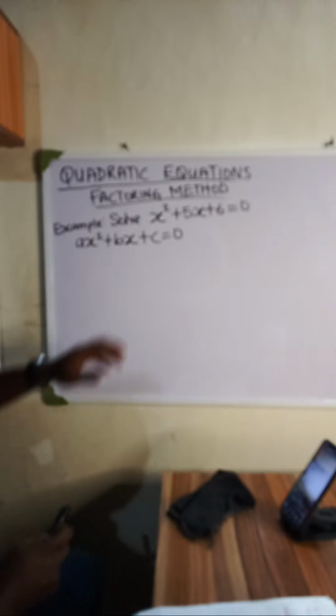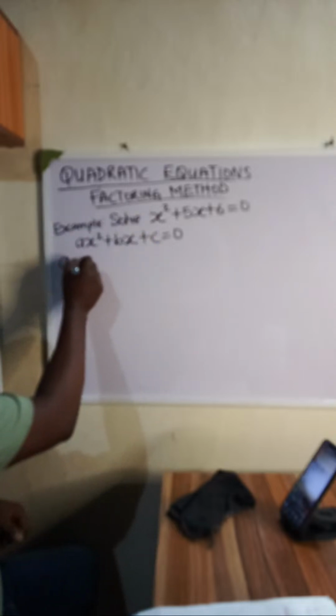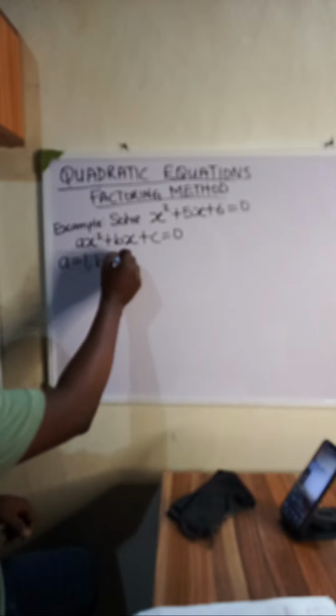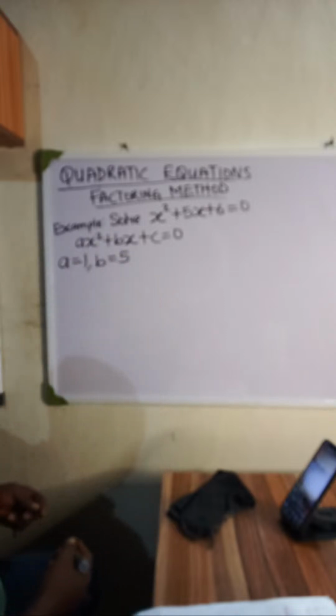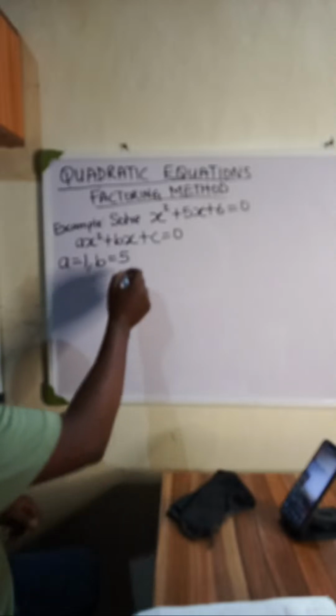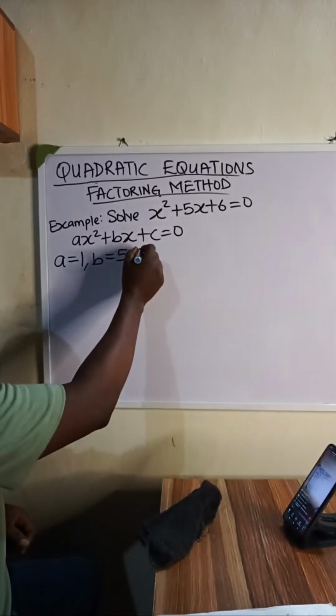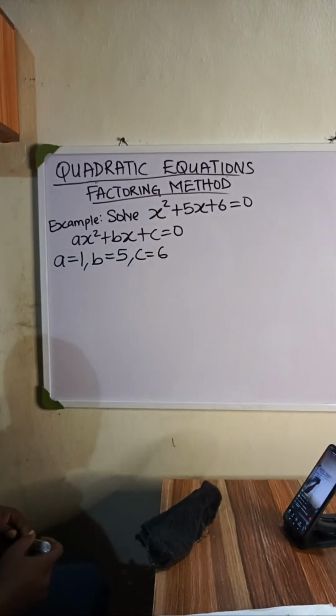So looking at this, our a is equal to 1. Our b is equal to 5 or plus 5. And then our c is equal to 6.